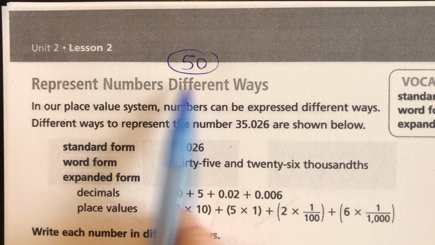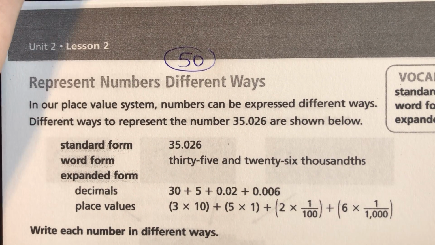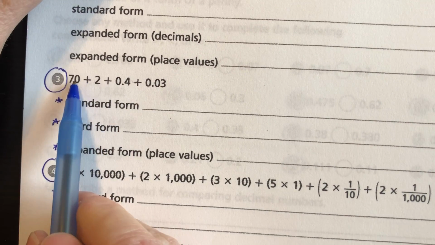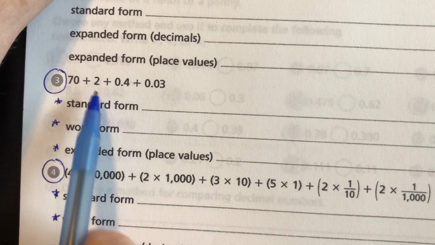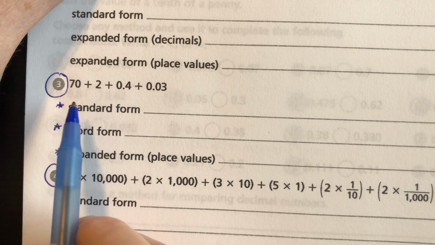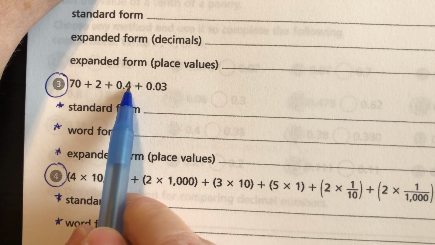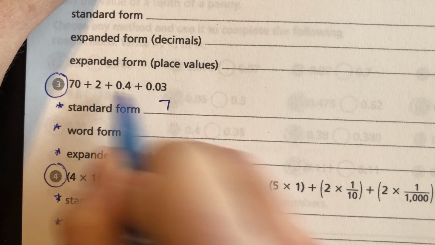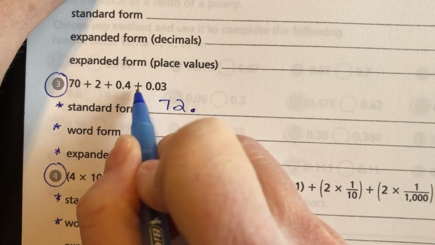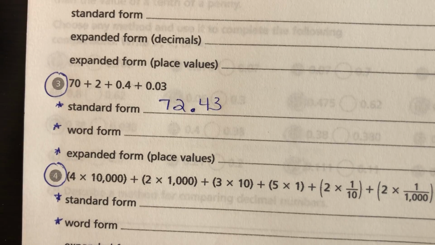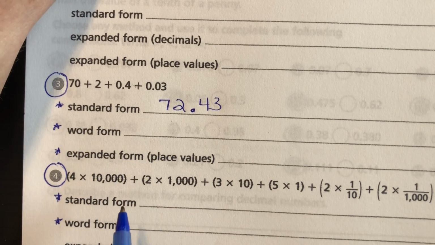At the top it says represent numbers in different ways. I do not want to do all of these. I want to focus on number 3 and 4. So we're going to go right down here to number 3. They give you this as an addition problem here, and it asks you for the standard form. So if you had 70 plus 2 plus 4 tenths plus 3 hundredths, I would have a 7 in the tens place, a 2 in the ones place, a 4 in the tenths place, and a 3 in the hundredths place. Word form of that.